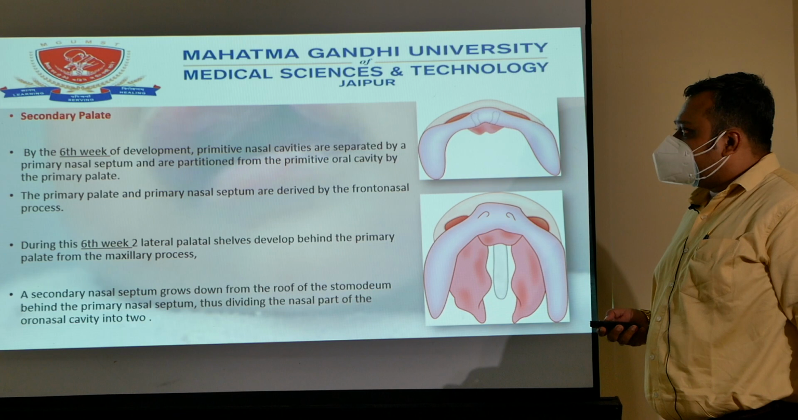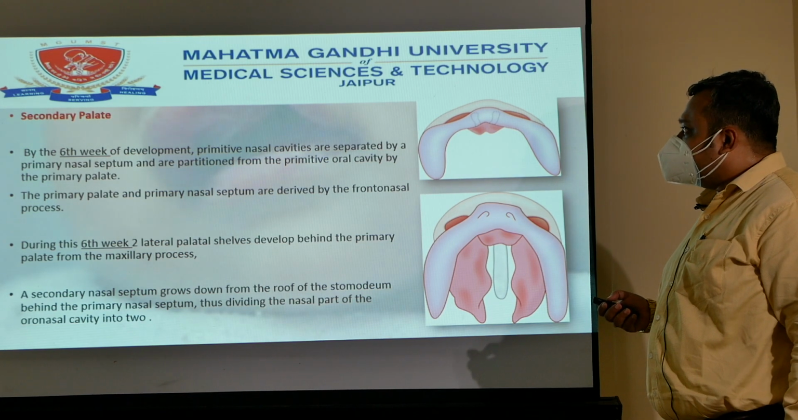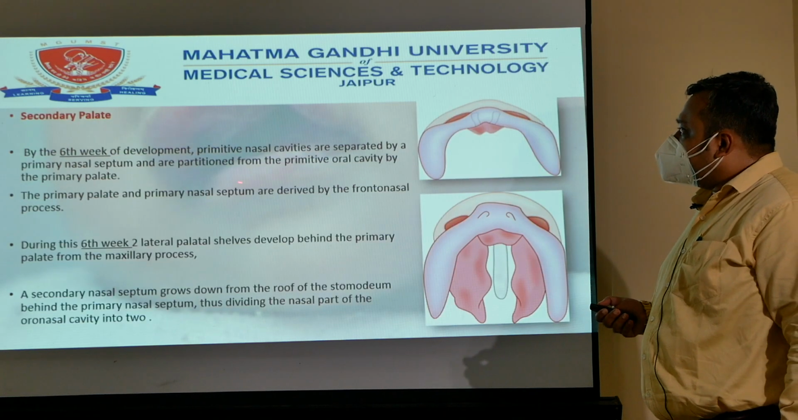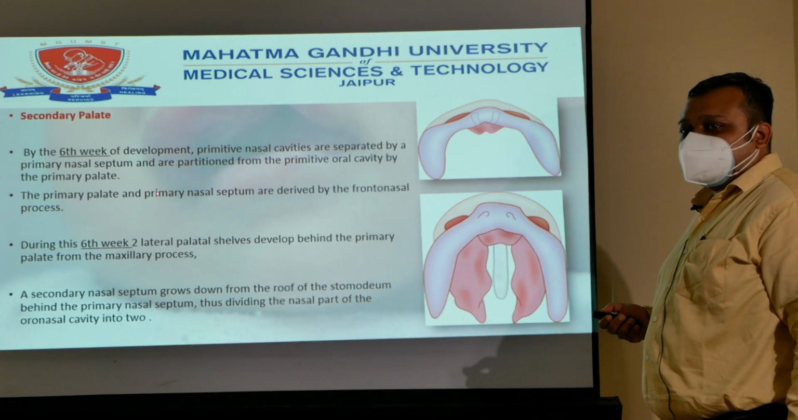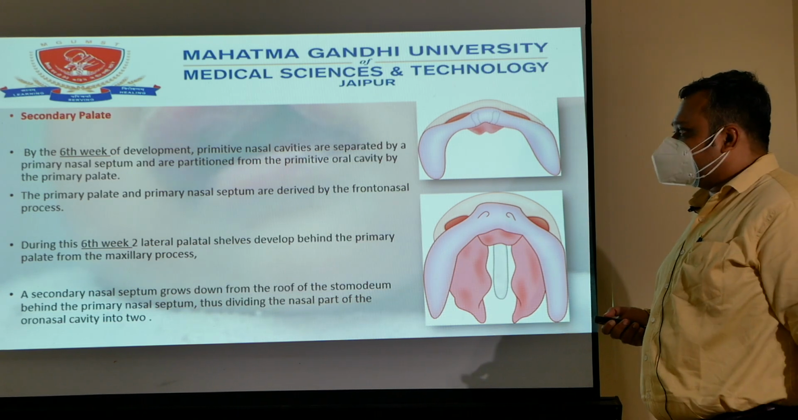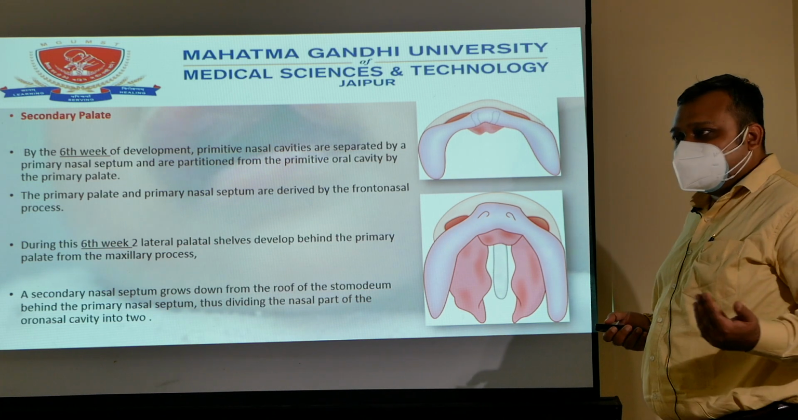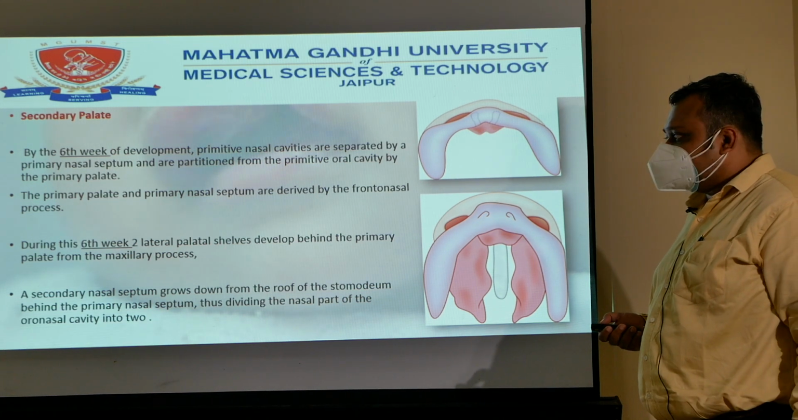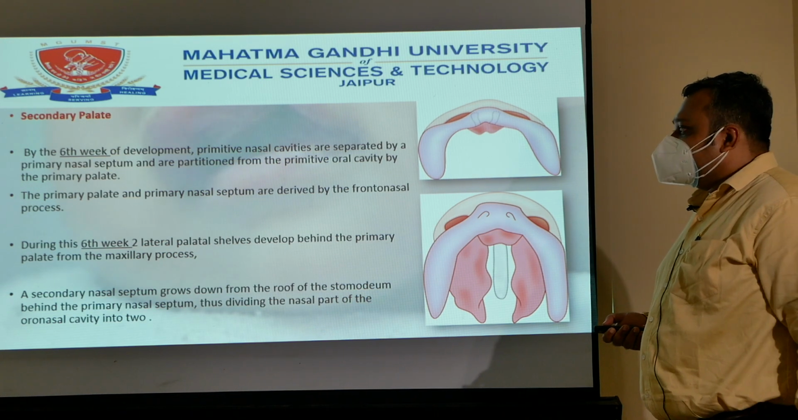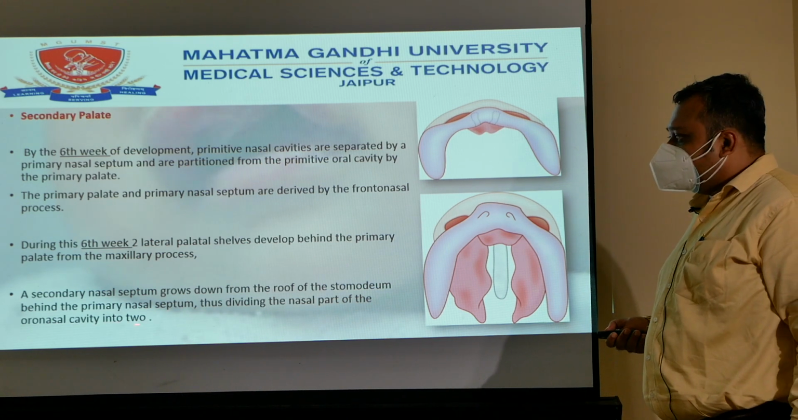Similarly, coming to the development of the secondary palate, by the end of the 6th week of development, the primitive nasal cavities are separated by the primary nasal septum and are partitioned from the primitive oral cavity by the primary palate. The primary palate and primary nasal septum are derived from the frontonasal process. During this 6th week, the two lateral palatal shelves develop behind the primary palate from the maxillary process, and a secondary nasal septum grows down from the roof of the stomatodeum behind the primary nasal septum. It divides the nasal part of the oronasal cavity into two.